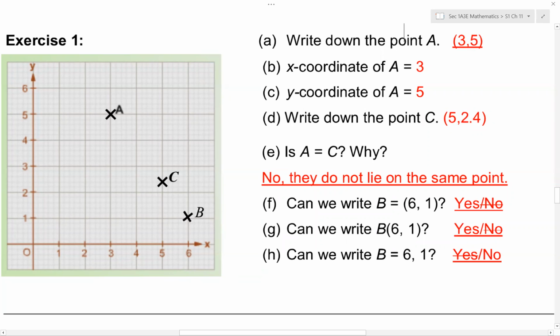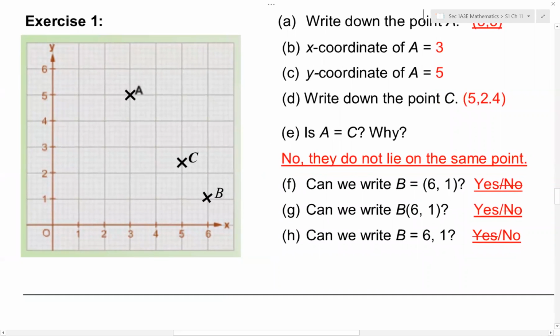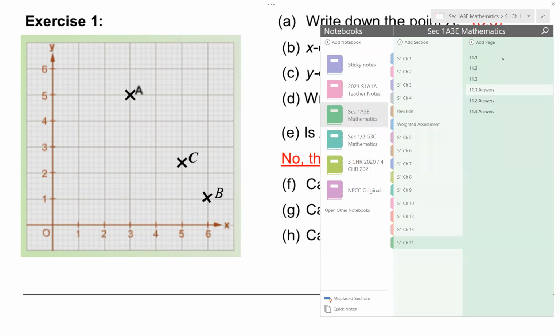They're different. So can we write B as 6, 1? Yeah, we can. Can we write B bracket 6, 1? Yeah, we can. So these two, they are the same. But can we write B equals 6, 1 without brackets? No, we cannot. So the important thing is that you must have brackets. You must have the comma. Whether you put in the equal sign in the middle doesn't matter. Let's move on to the next page.